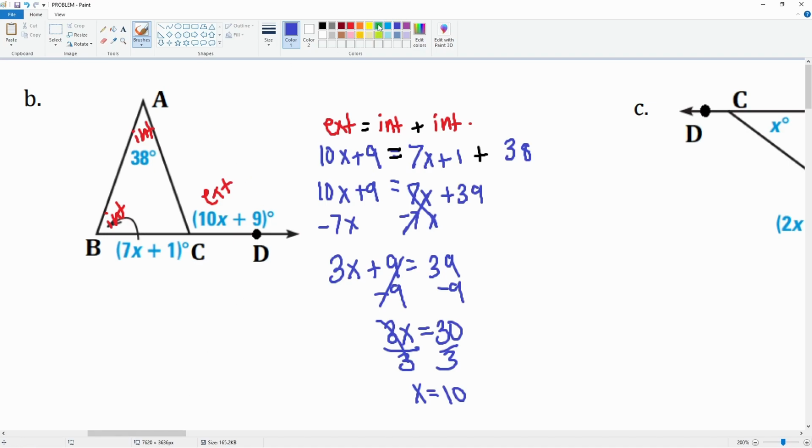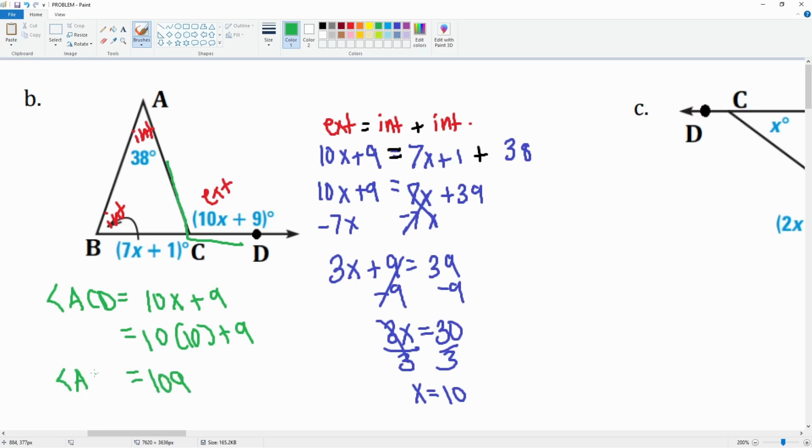But we want to make sure we solve for this angle ACD. So angle ACD is equal to 10x plus 9. Make that substitution: 10 times 10 plus 9. This gets you 109 as angle ACD.